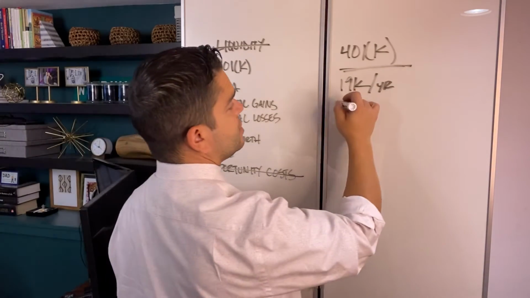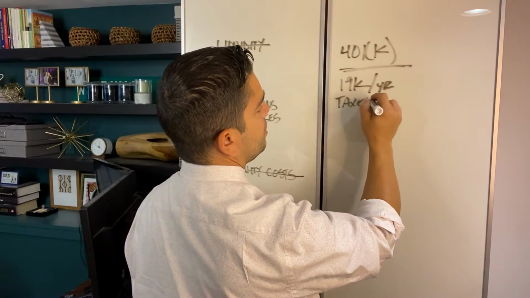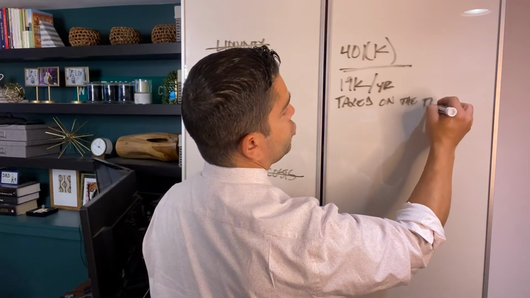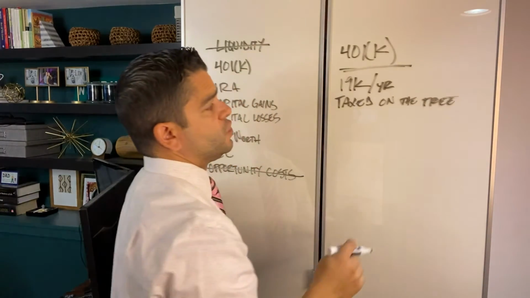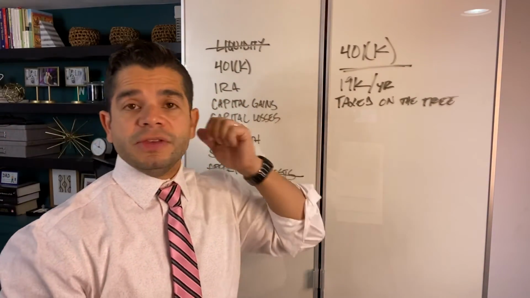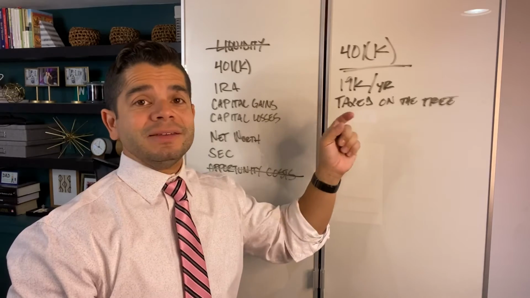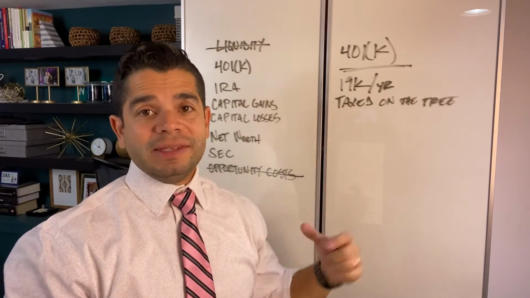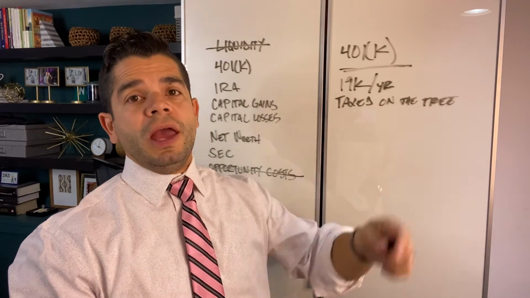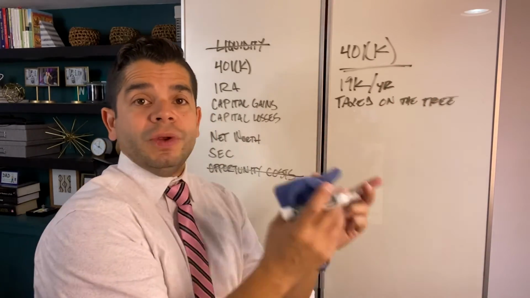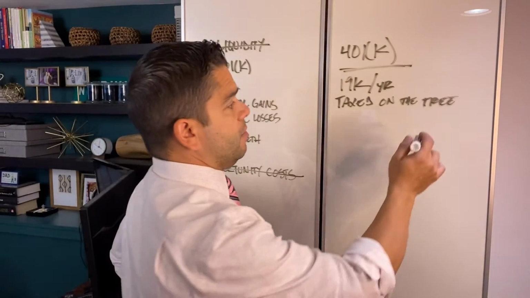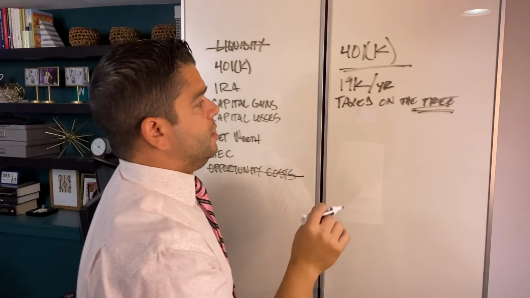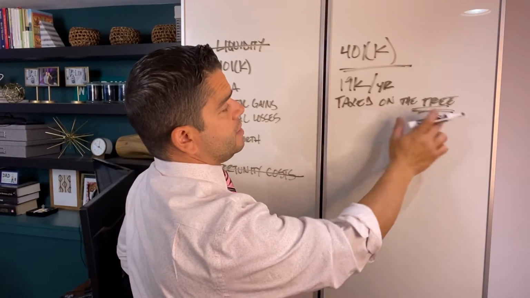And I want you to think of this as getting taxed on the tree. So when you're putting money into the 401k, these are seeds, and you're not paying taxes on the money that you put into your 401k. So you're not paying taxes on the seed, but that seed will at some point grow into a tree. And once it grows into a tree, that's when you're retiring, when you get to the age of retirement, and you're going to be paying taxes not on the seeds, but on the tree. So think of your 401k as getting taxed on the tree.